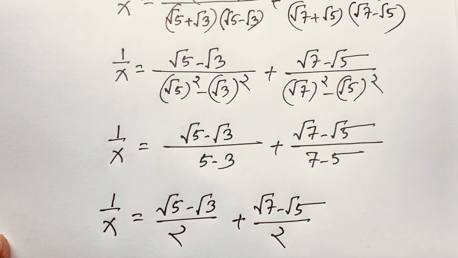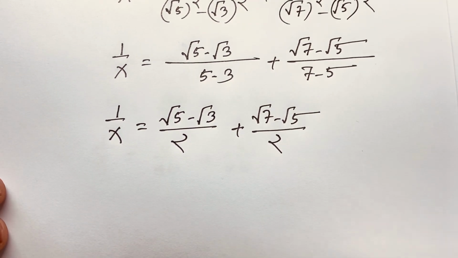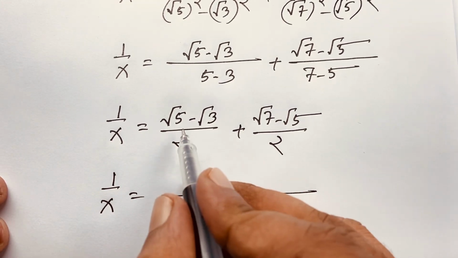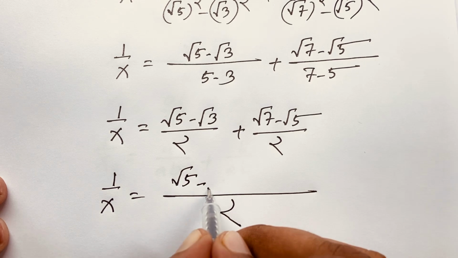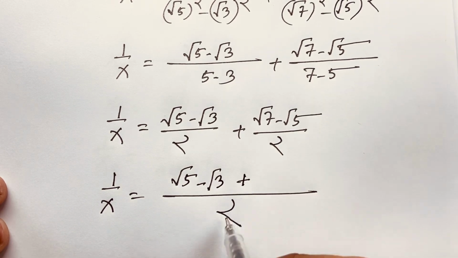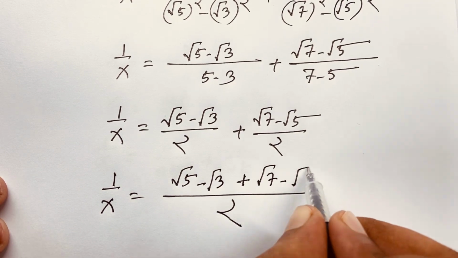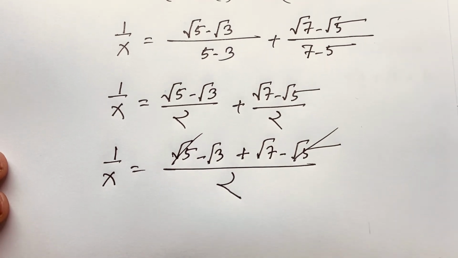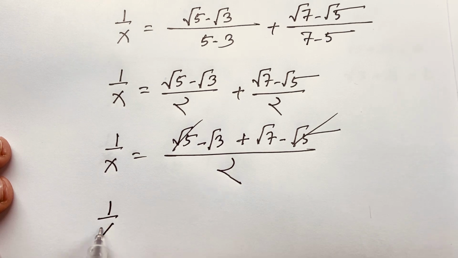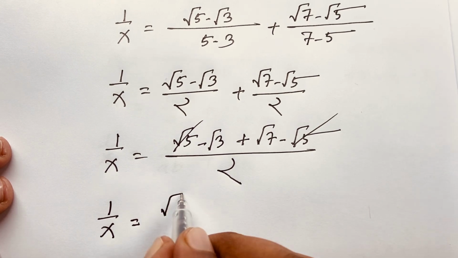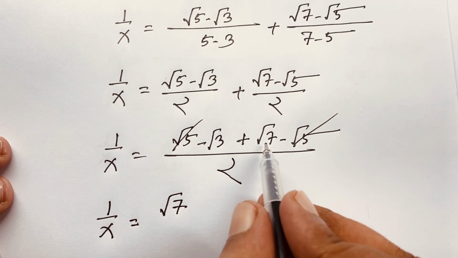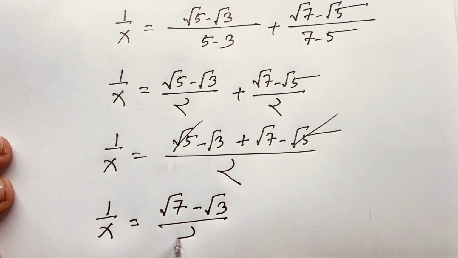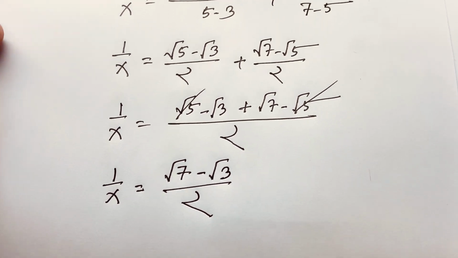Now the least common denominator is 2, so if I take 2 common, it will be square root 5 minus square root 3 plus square root 7 minus square root 5. Then you can see that square root 5 cancels out. We find that 1 over x is equal to square root 7 minus square root 3 over 2. But our target is x, equal to what?